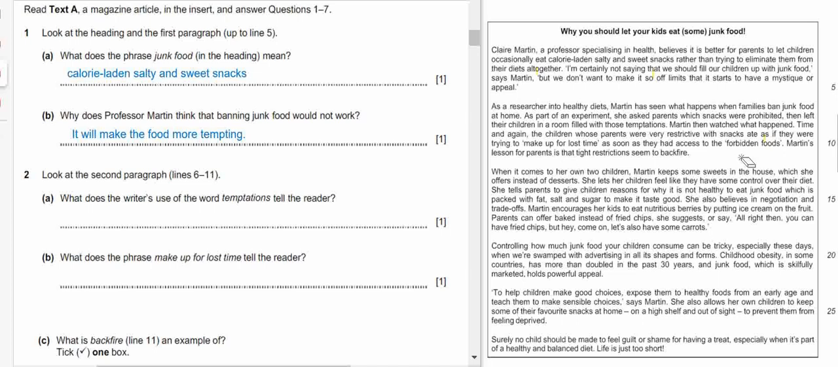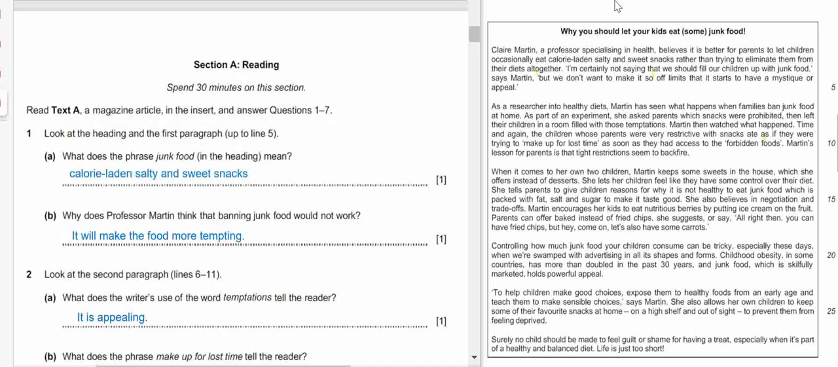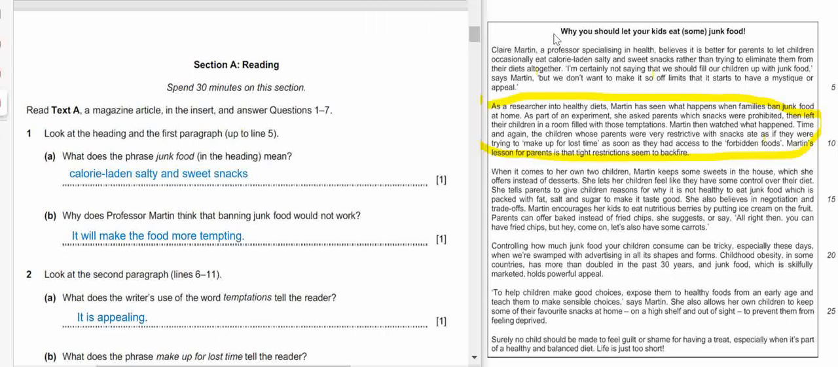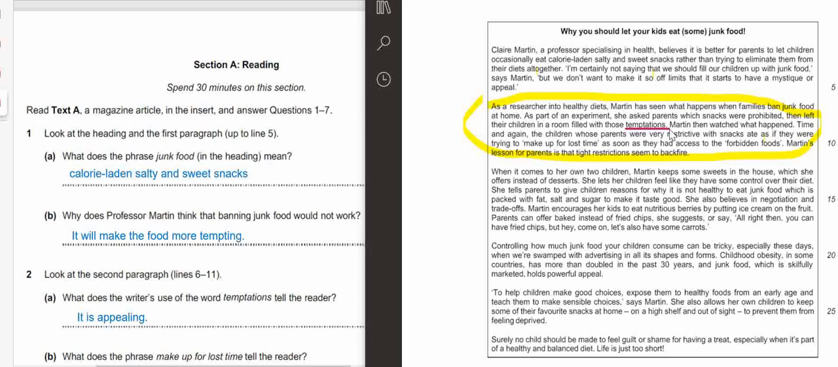You're going to find your answer in this. If you have not finished, you may pause this video. We'll review the answer now. Alright, this is an example of a correct answer: it's appealing. How does it work? Line 6 till 11 says the writer used the word temptation, so it's appealing.